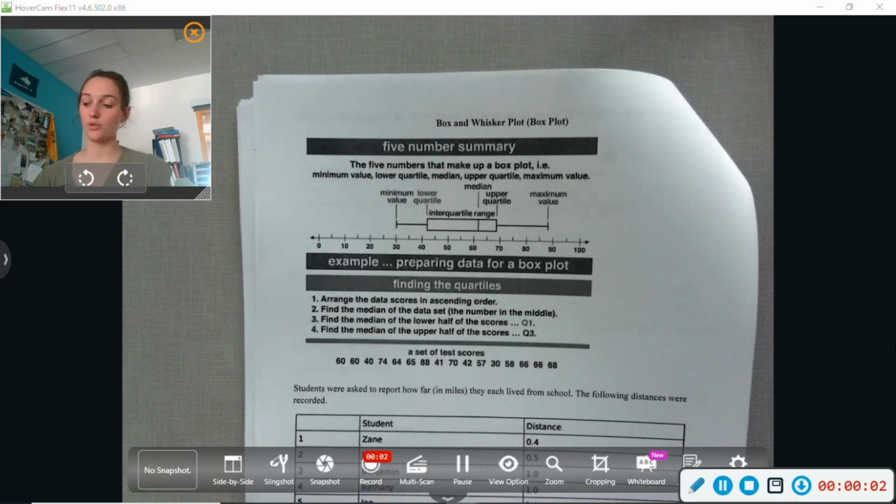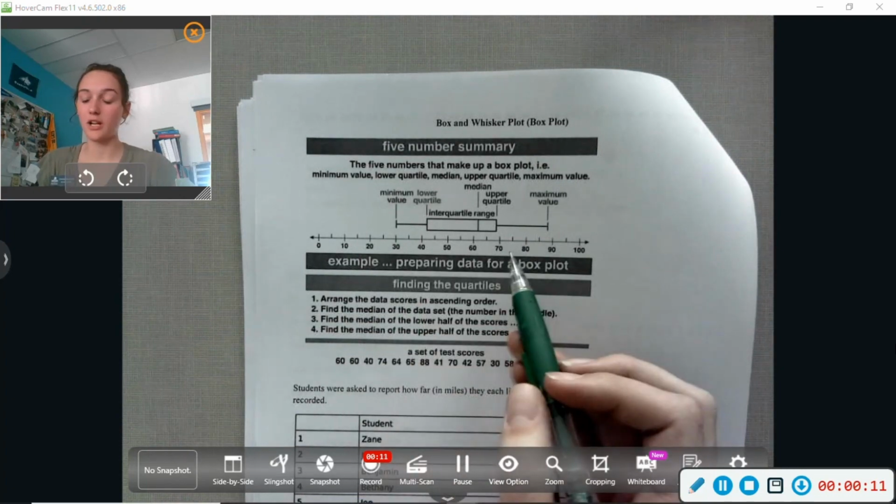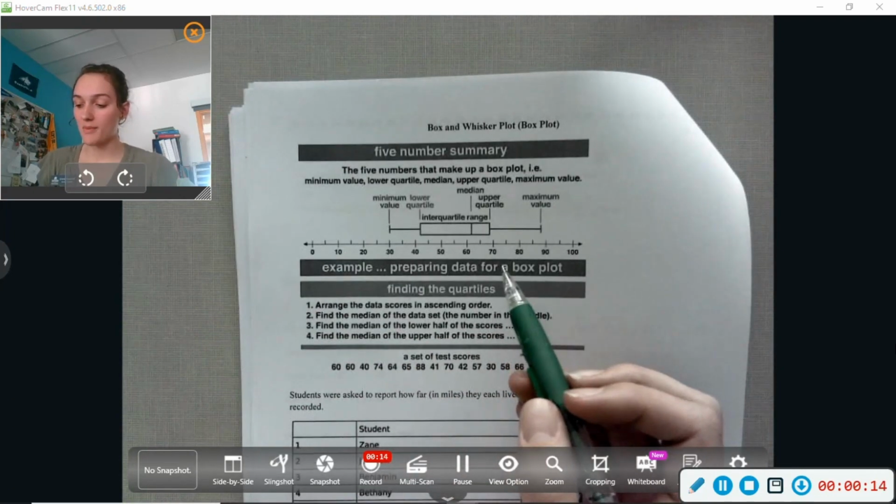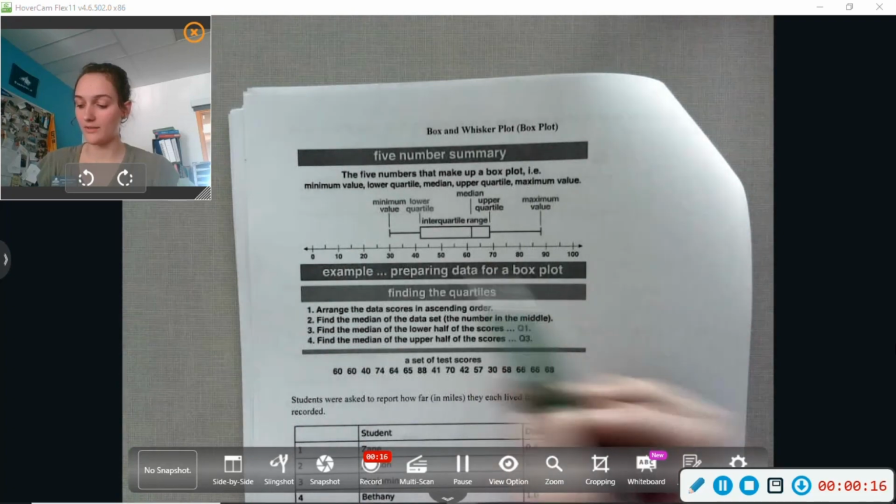Hey everyone, so today we are going to be talking about box and whisker plots, also just called box plots. So here you can see we have a box plot, and we're going to talk about how to find all the different parts of it.